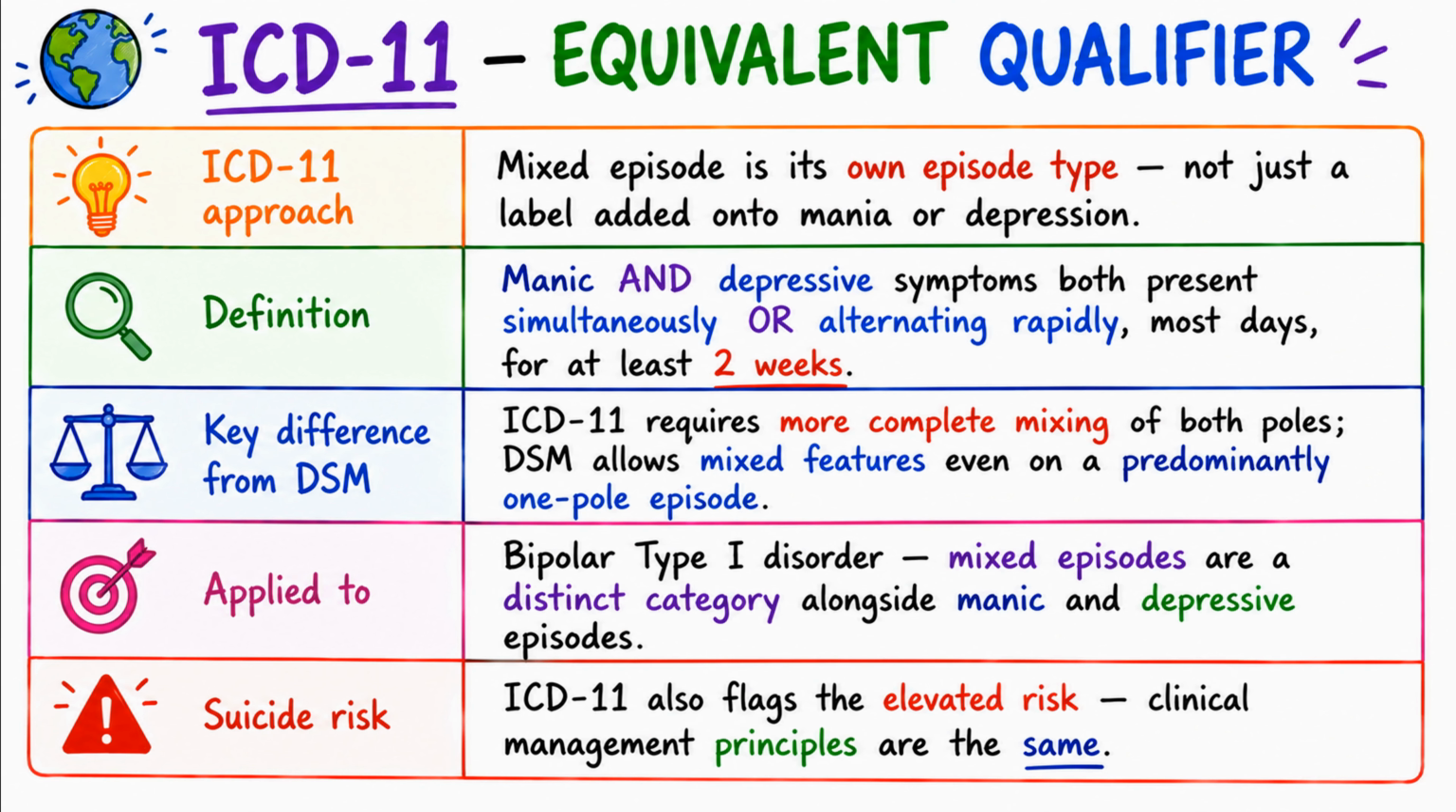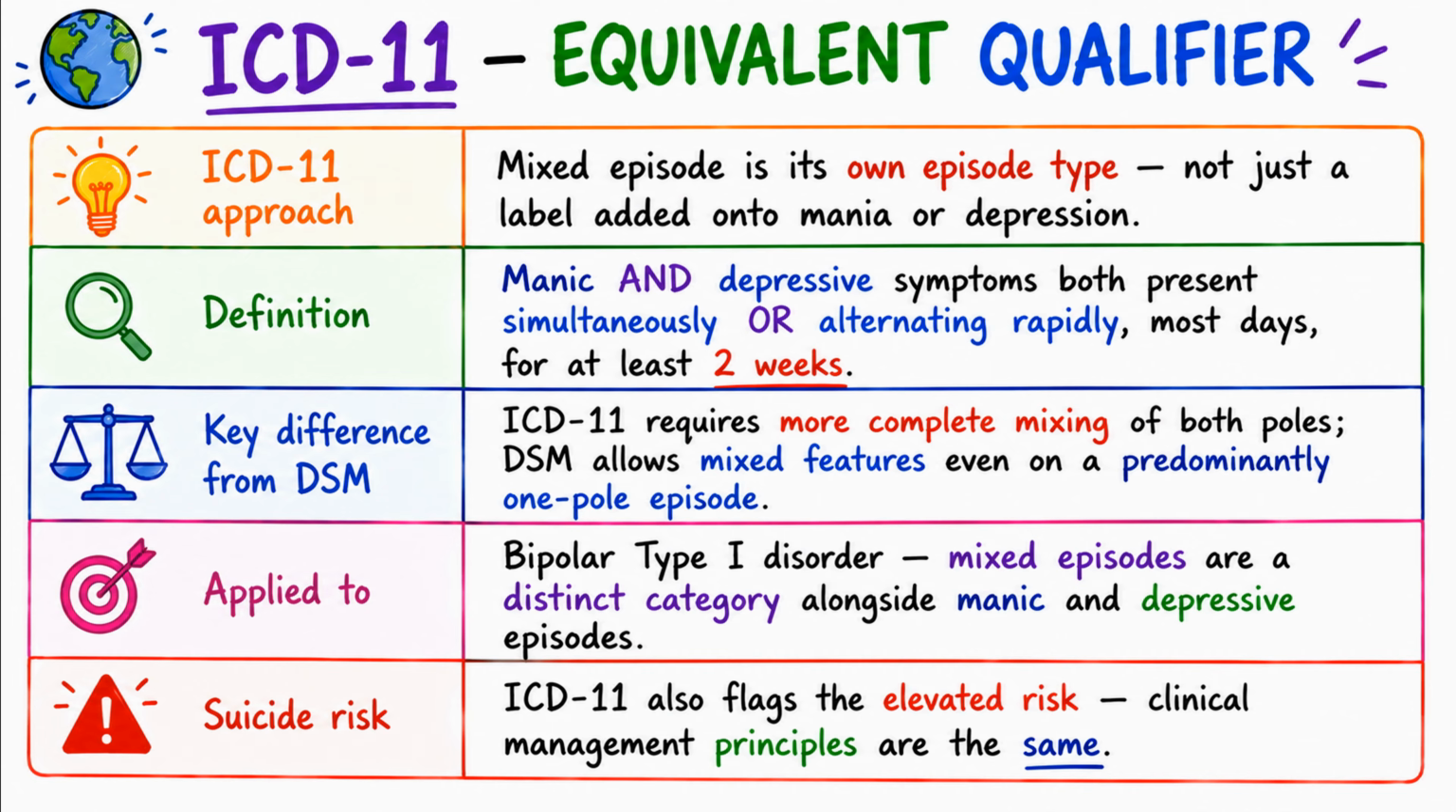ICD-11 takes a slightly different structural approach to mixed features, and this is actually a neat exam distinction. In DSM, mixed features is a specifier you add on top of a mainly manic or mainly depressive episode. 3 crossover symptoms and you're done.